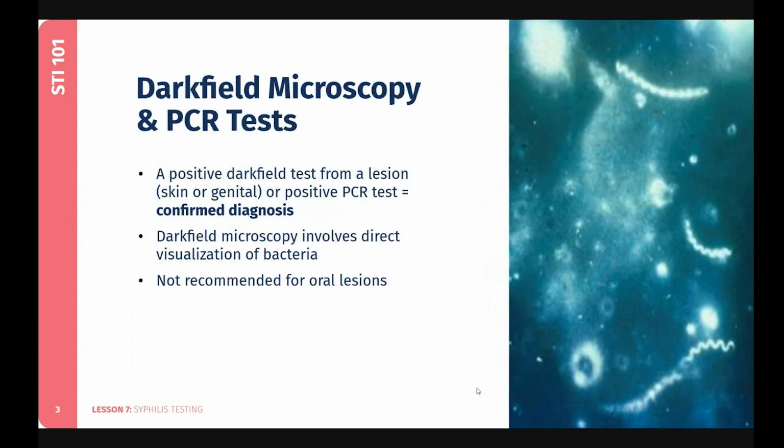Syphilis cases are classified as probable or confirmed for surveillance. There are only two tests that meet the confirmed classification for syphilis, and they are the dark field test and the PCR test. Both are rarely performed. Dark field microscopy involves direct visualization of the T. pallidum bacterium from a skin or genital lesion. Dark field microscopes are pretty rare, but the Maricopa lab does have the capacity to run this type of test. Dark field tests will only be reactive if someone is in one of the symptomatic stages of syphilis, and these tests are not recommended for oral lesions.